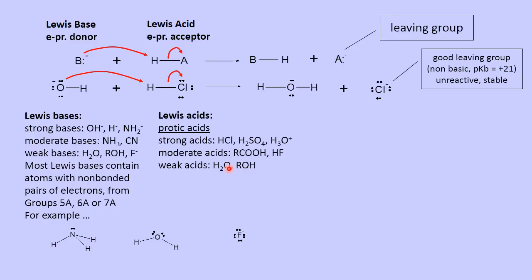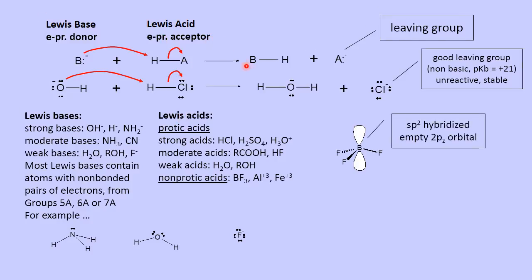Notice the same species are amphoteric. They can be either very weak bases or very weak acids. Then also we have what are called non-protic acids. These are acids that do not contain hydrogen, like BF3, aluminum plus 3 ion, iron plus 3 ion. Well, why, for example, is BF3 acidic? Well, to be a Lewis acid, it has to be an electron pair acceptor. So why would BF3 want to accept electrons? Well, it's sp2 hybridized, and it has an empty 2pz orbital. Remember, it does not have a complete octet.